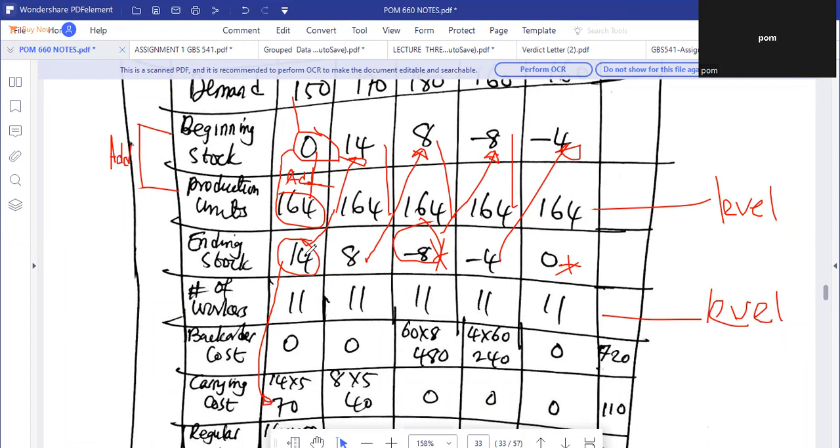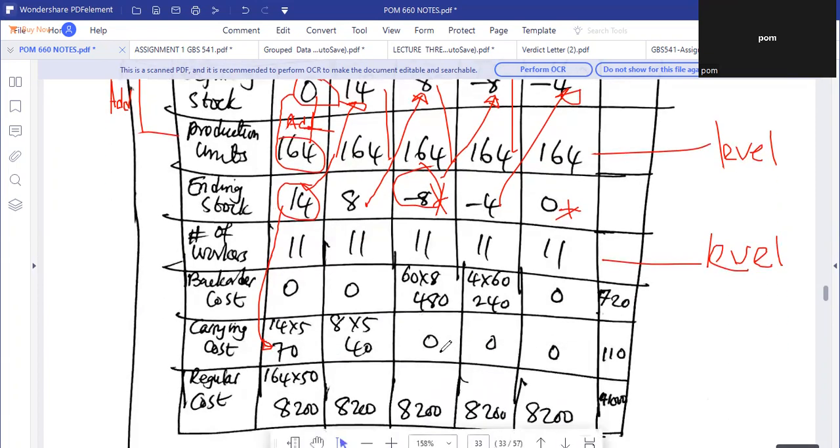These are physical units that we actually have after meeting demand. We are remaining with extra units, 14. Here we are remaining with extra units of 8, because it's a positive figure. So multiplying, you're getting 70, you're getting 40. But for these other months, we don't have any carrying cost because we don't have any physical stock that we are holding. So you have these ones.